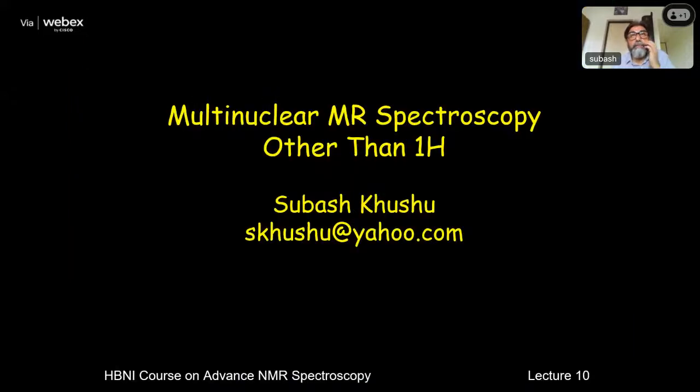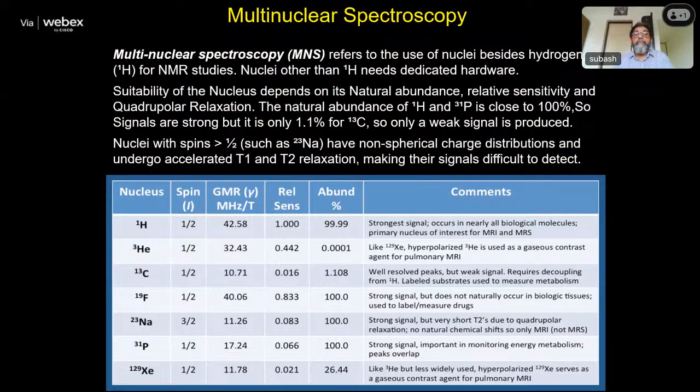So I finished the proton one. Now we shift to multinuclear spectroscopy, and I will discuss elements other than proton, because proton we discussed in the last lecture. So now when we say multinuclear spectroscopy, you are referring to the nuclei other than protons, which may be helium, carbon-13, fluorine, sodium, phosphorus, and xenon.